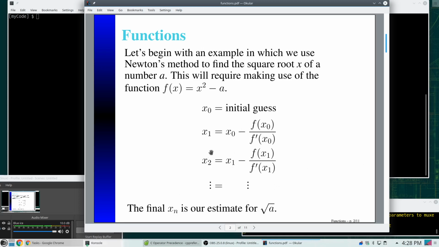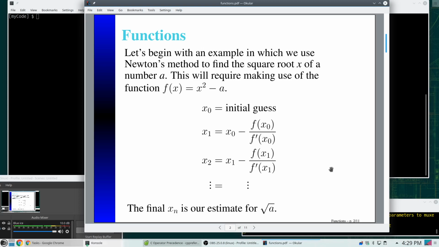So what's our final answer? Well, we could conceivably do this forever in theory, but obviously in reality we don't. So let's say that we want to do this 100 times. So that means we start off with x naught and we keep going until we produce x99.